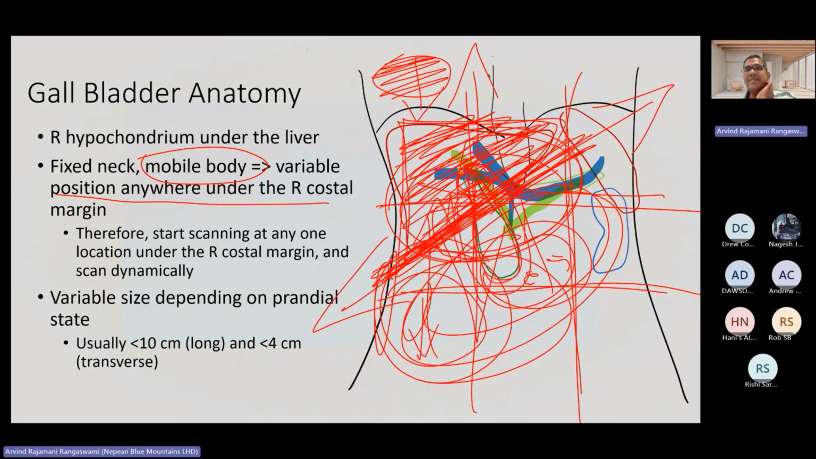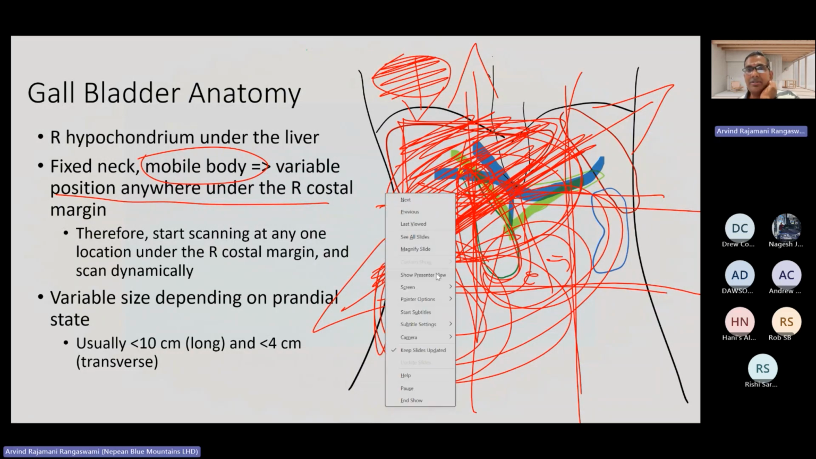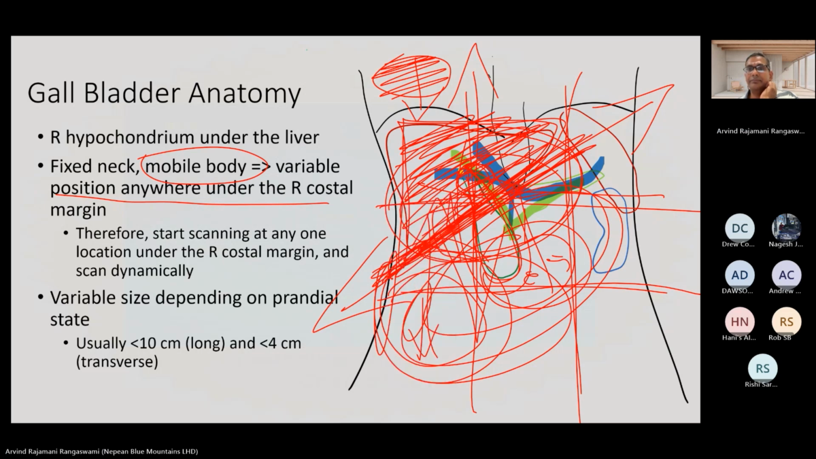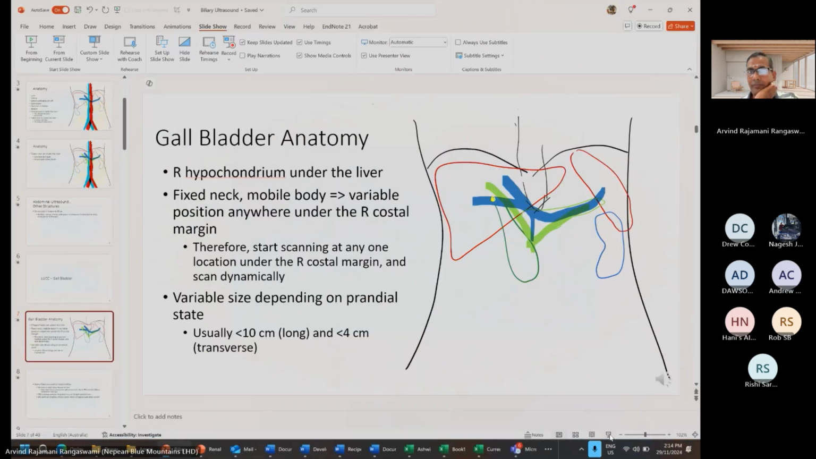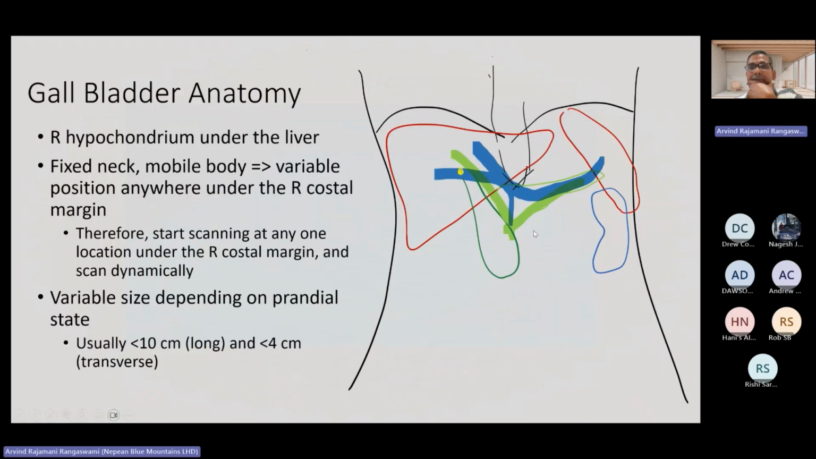Okay. Once you get the liver, then just a second, I'm just going to erase all this. Sorry. Can you still see my screen? Anyone not able to see my screen?